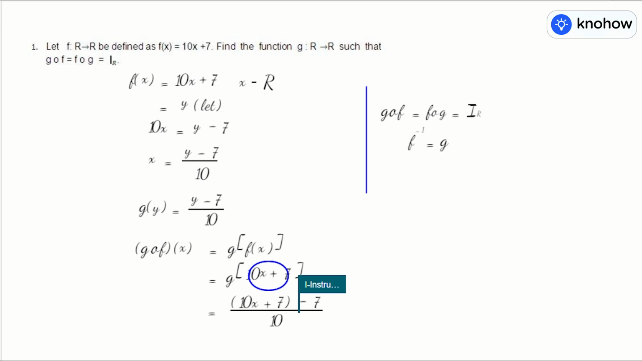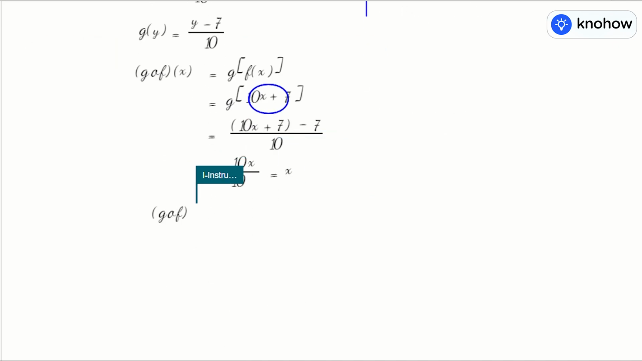After all, what is the definition of g(y)? g(y) is defined as (y minus 7) by 10. If you work it out, 7 and 7 will cancel. You will get 10x by 10, and ultimately x. So what do you get? g o f of x is x. That means g o f, the composite function, is an identity function on which set? Of course the set of real numbers, but on the domain, if f were from R to R. This is your first part.